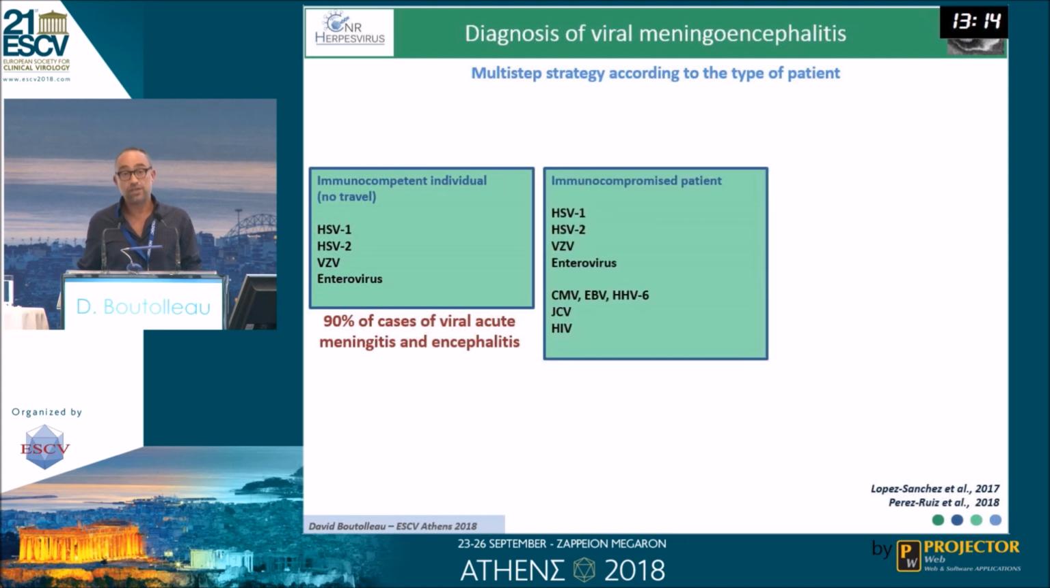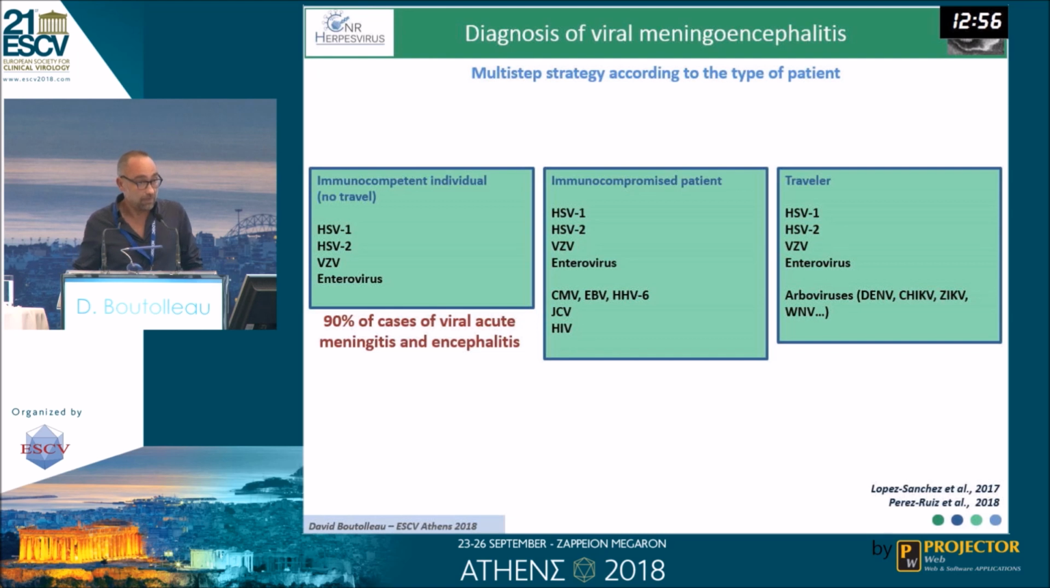Of course, if the patient is immunocompromised, then in addition to those 4 viruses, you have to test opportunistic viruses such as cytomegalovirus, EBV, HHV6, JC virus, and even HIV in HIV-infected patients. And for travelers, once again, in addition to the 4 first viruses, you have to test arboviruses, which differ according to the country or the region where the patient traveled.